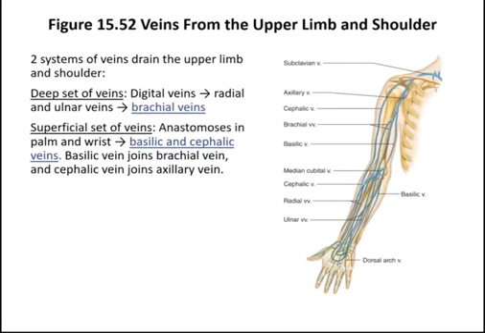Veins of the upper limbs and shoulder, right? Here we're servicing with the subclavian vein again. The deep set of veins are going to go from the digital veins through the radial and ulnar veins to the brachial veins. The superficial set of veins, right?